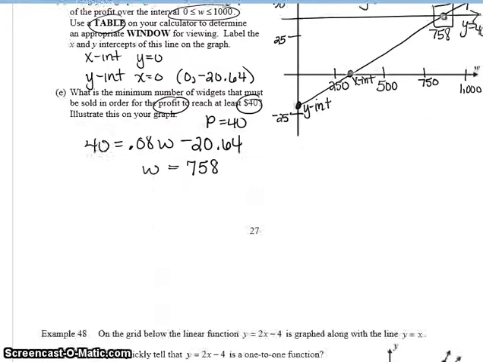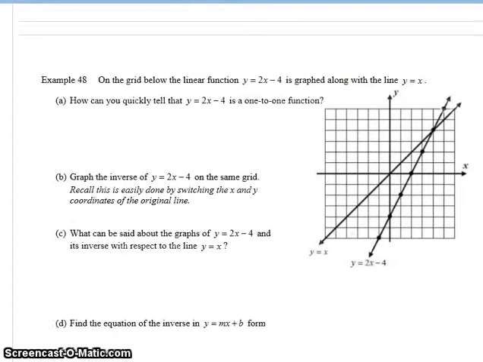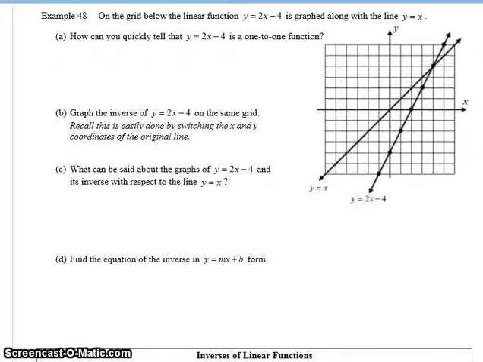All right, moving on real quick to example 48. It's our last one here. On the grid below, the linear function of y equals 2x minus 4 is graphed, okay, along with that line y equals x, and they're both labeled there for you. How can you quickly tell that this is a one-to-one function?